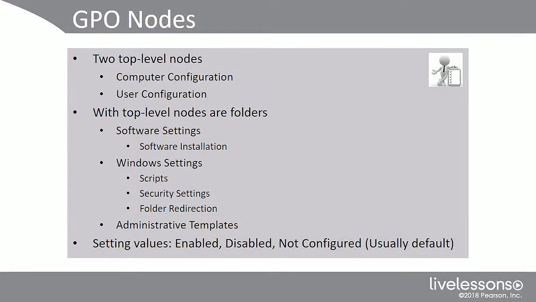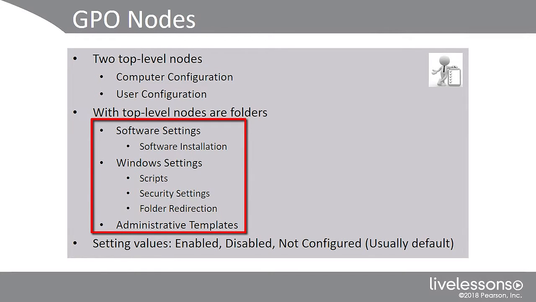When applying a GPO, we have 2 different nodes in there. One's computer configuration and one's user configuration. So computer configuration, regardless of who uses this computer, I want the same behavior. We have a user configuration where I want specific behavior based on who's logging on. And under our 2 top level nodes, we have folders where we have software settings for managing our software installation. We have Windows settings, which contain scripts, security settings, and folder redirection. And then we have administrative templates that are available for applying specific behavior.